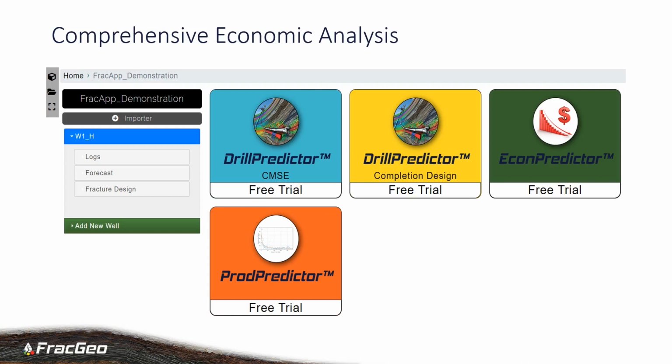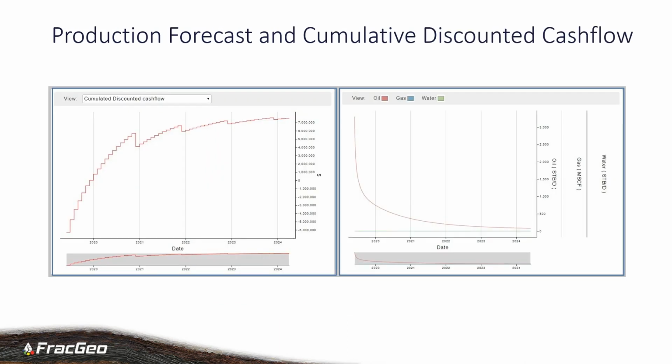Moving on to the last module of the workflow, the EcoN predictor helps us distinguish between different completion scenarios by estimating the underlying economics of each simulation design. Some of the highlights of this module is its ability to tie the production forecast estimated by the prod predictor and account for all the cost to handle the challenging business decisions with performing a comprehensive economic analysis.